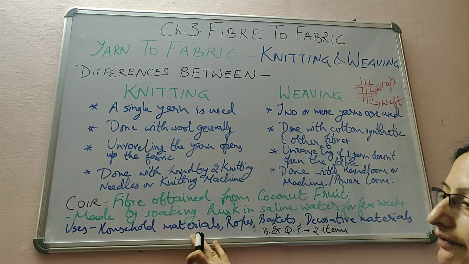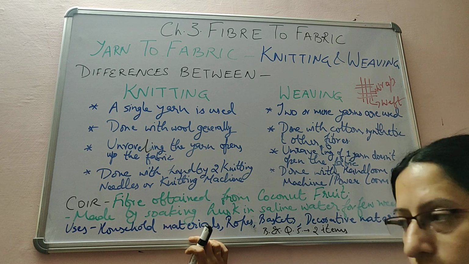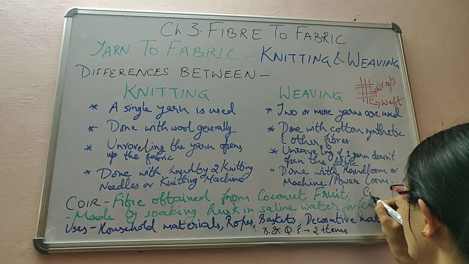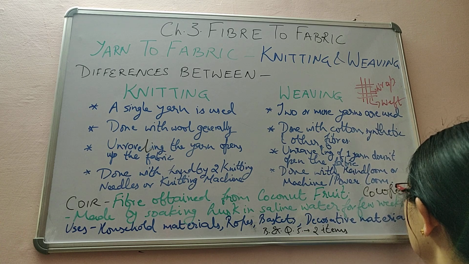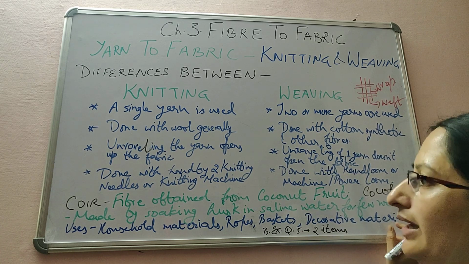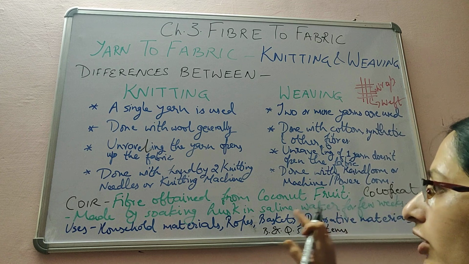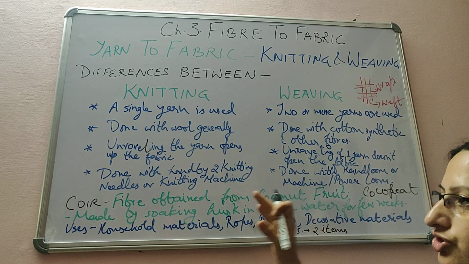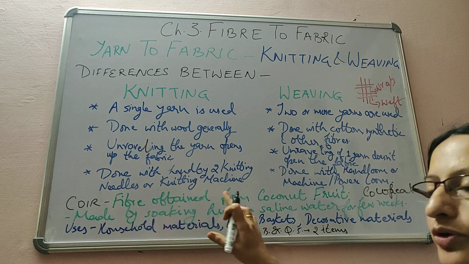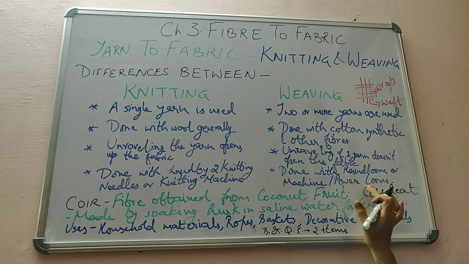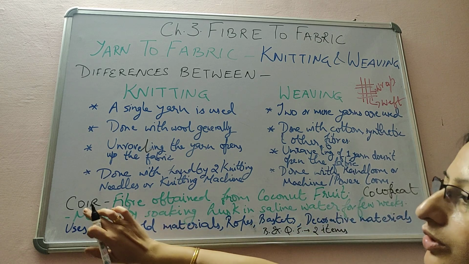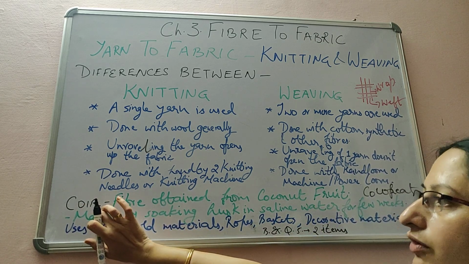And another use is called cocoa peat. Cocoa peat is used for growing plants, where coir fiber is broken up, or its shreds are made, and then it is put in the pots for growing plants. So cocoa peat is also used. So I hope you have understood the uses of coir.